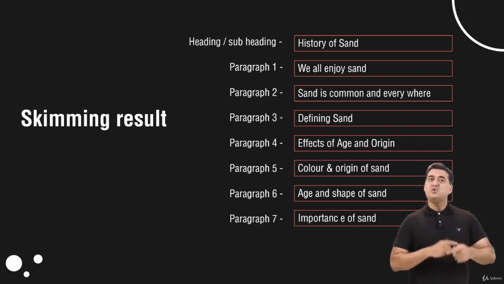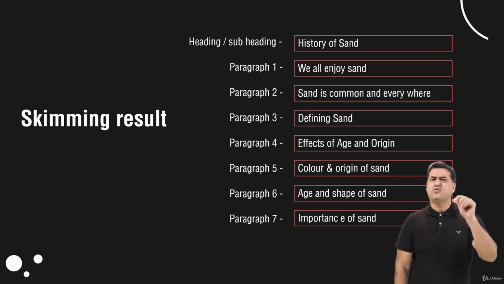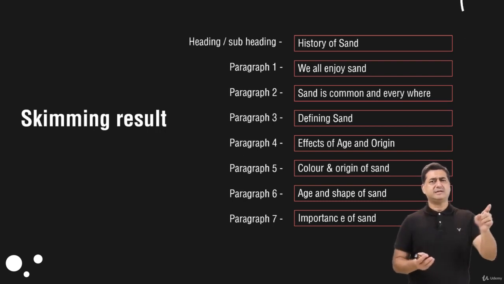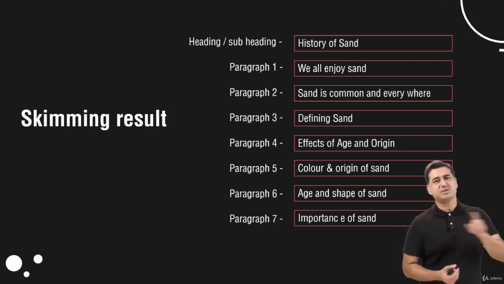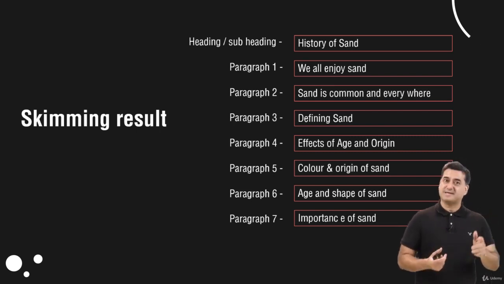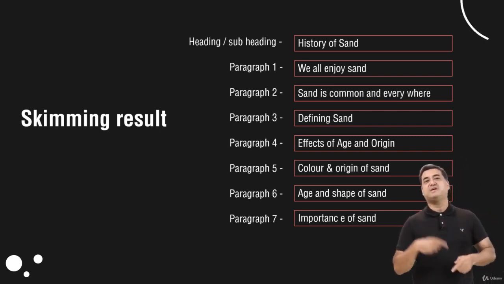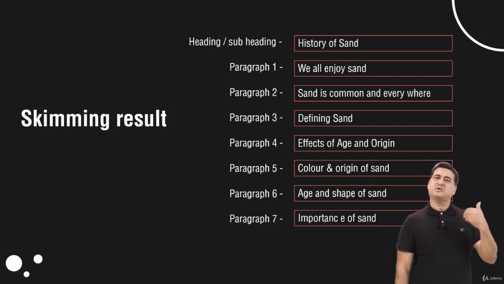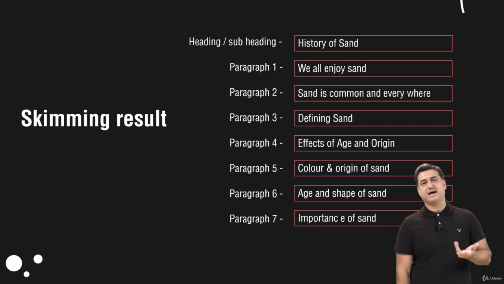Now, once you master it, it will take you 1 to 2 or 3 minutes. What do you have to do? Read the title, read the subheading, and the first sentence. If you want, you can read the last sentence also, because it not only gives you the topic sentence, but also the result of the paragraph. So read the first sentence and the last sentence.